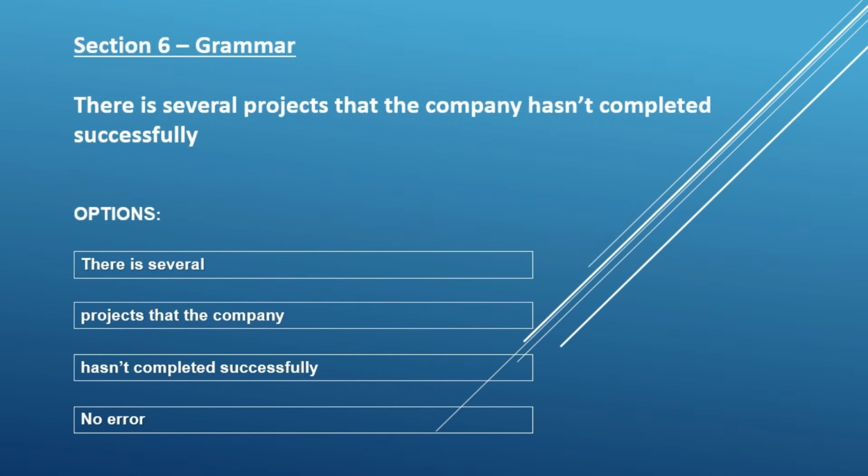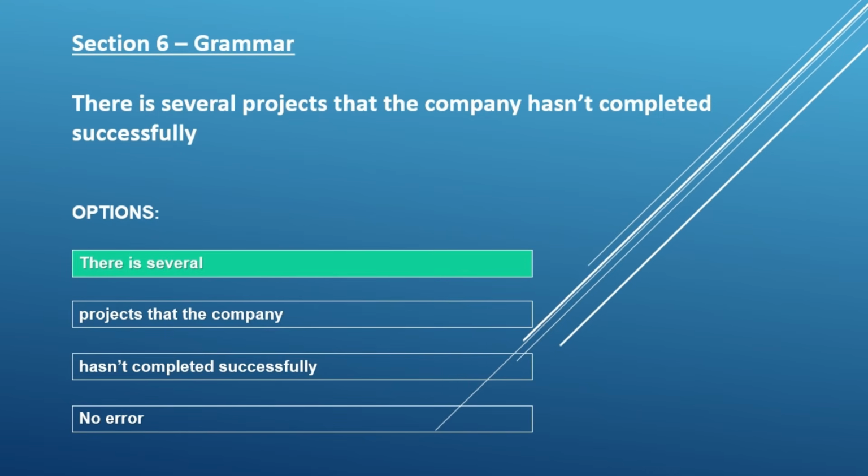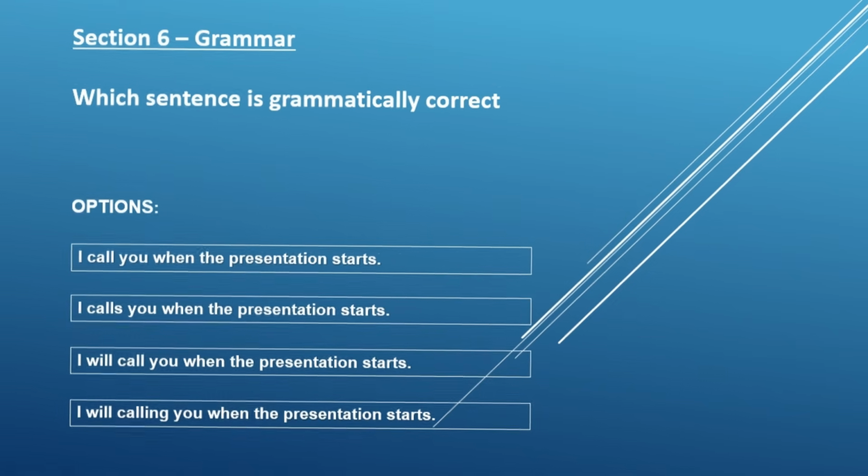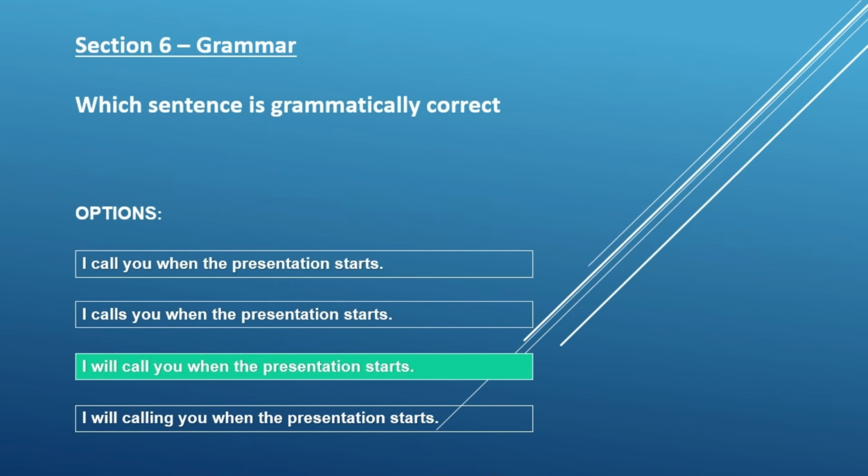So the first question says, there is several projects that company hasn't completed successfully. If we look at this closely, you will find that the initial part of the sentence is grammatically incorrect. There is several. So choose this one and move ahead to the next question. The next question says, which sentence is grammatically correct? And the options are, I call you when the presentation starts. The second one is, I calls you when the presentation starts. The third one is, I'll call you when the presentation starts. And the fourth option is, I will calling you when the presentation starts. The third option is the right one. I will call you when the presentation starts. Select this and move ahead.